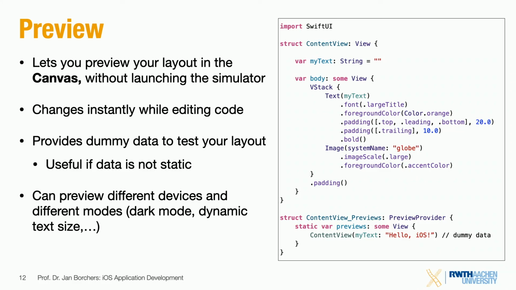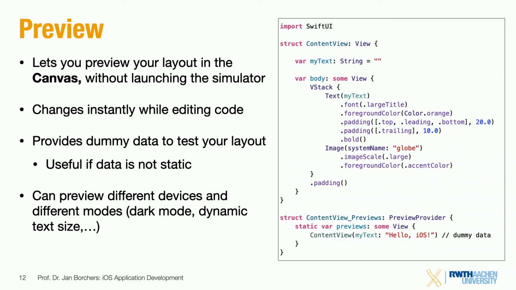So here's an example of a content view that you can see here that creates a body that returns a VStack that has a text in it and has an image in it and puts some padding around all of this.